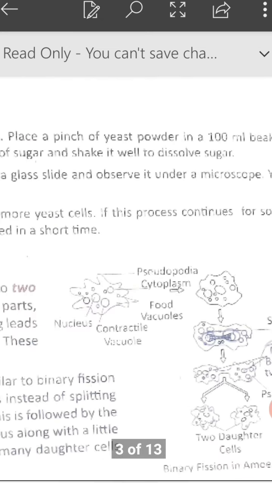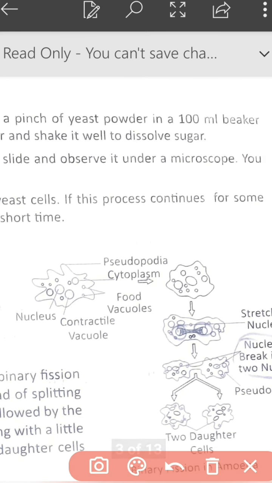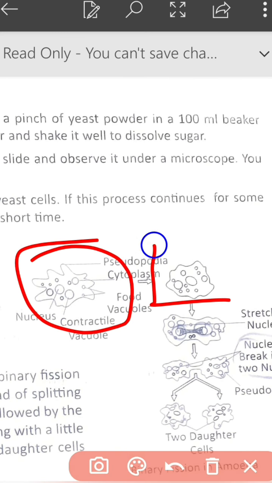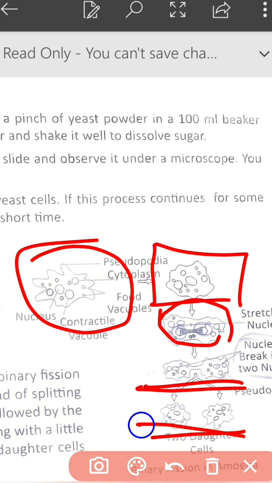You can see in the picture that this is an amoeba, and then the amoeba divides, and when the amoeba has favorable temperature and favorable food, the amoeba divides into two daughter cells. This is known as binary fission. And when the amoeba has much food and it is living in a very nice temperature, so it divides into two or more individuals. This is known as multiple fission.